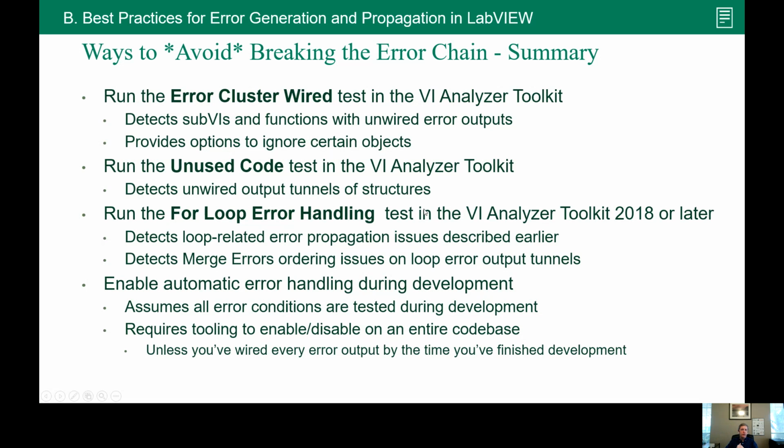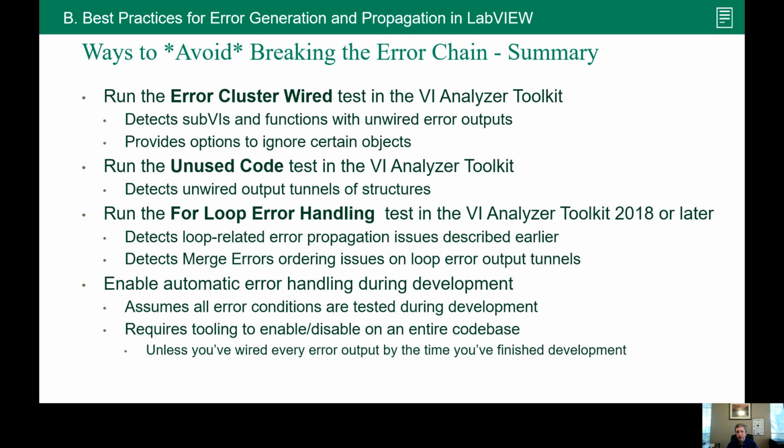So I mentioned before that we have some tools that allow us to avoid breaking the error chain in our LabVIEW code. Most of those tools are in the VI Analyzer toolkit. So the error cluster wired test detects those situations that I talked about before, where you've got a sub-VI or a function with an error output that's unwired. And this test has some options that allow you to ignore certain objects that you frequently don't wire the error output for. We've also got the unused code test.